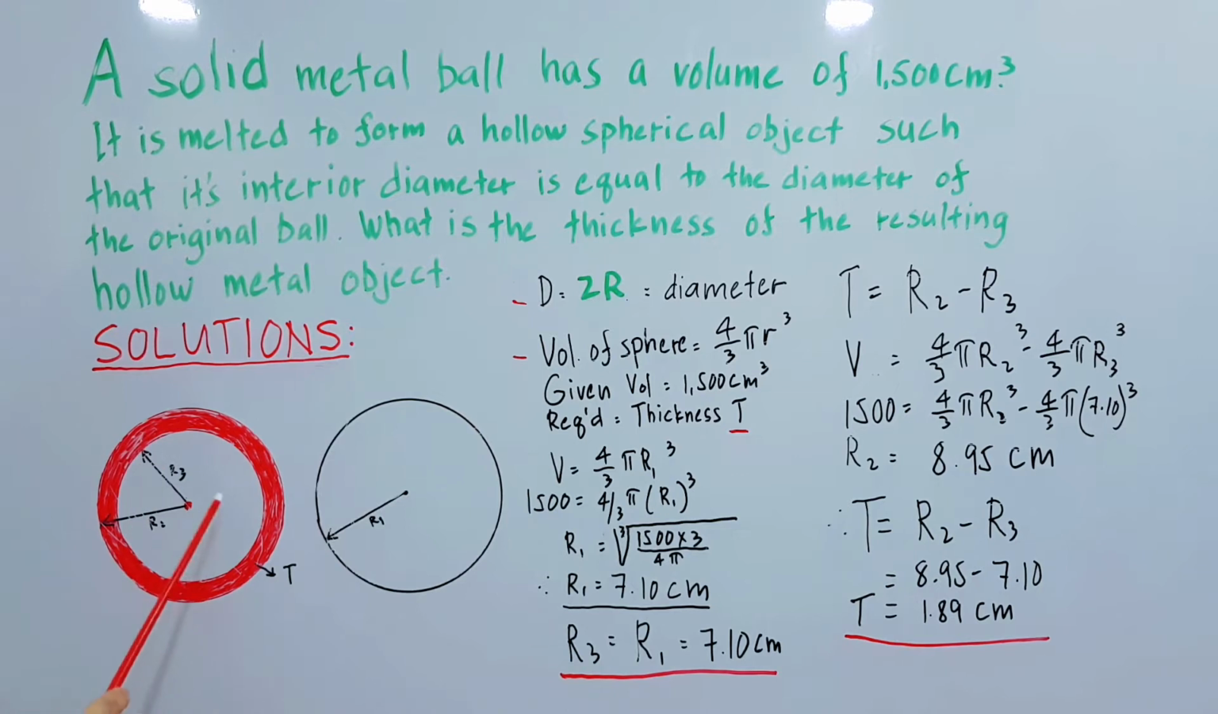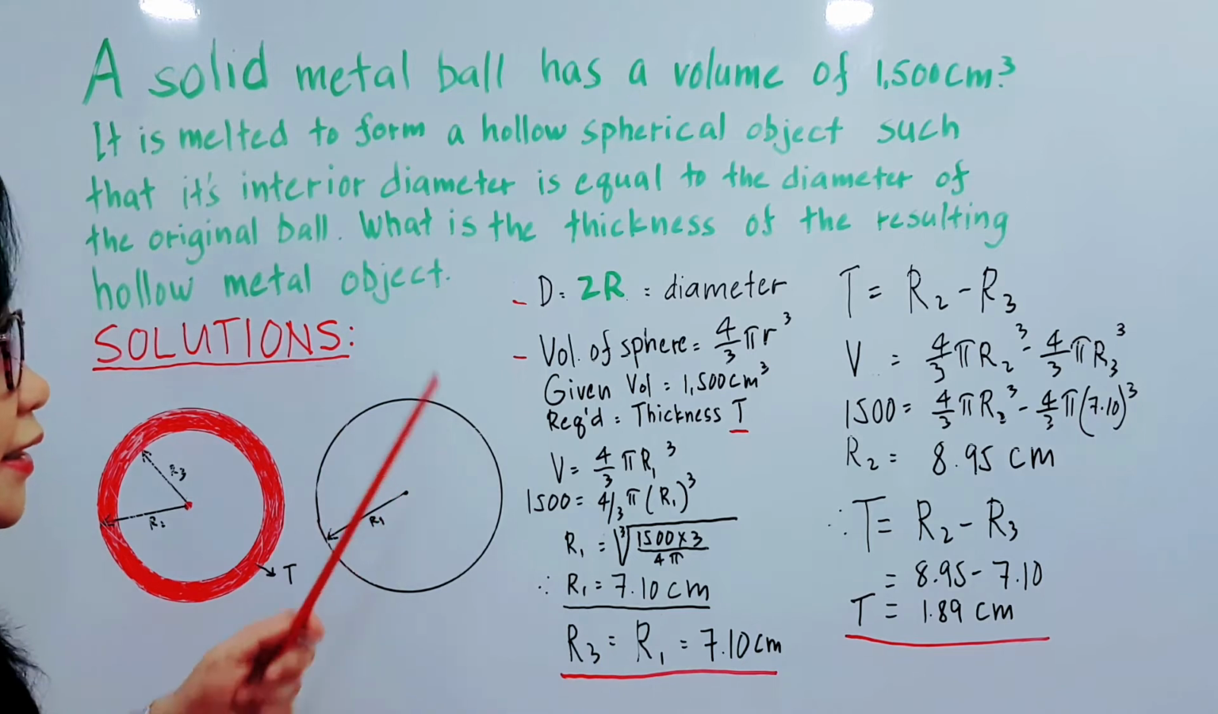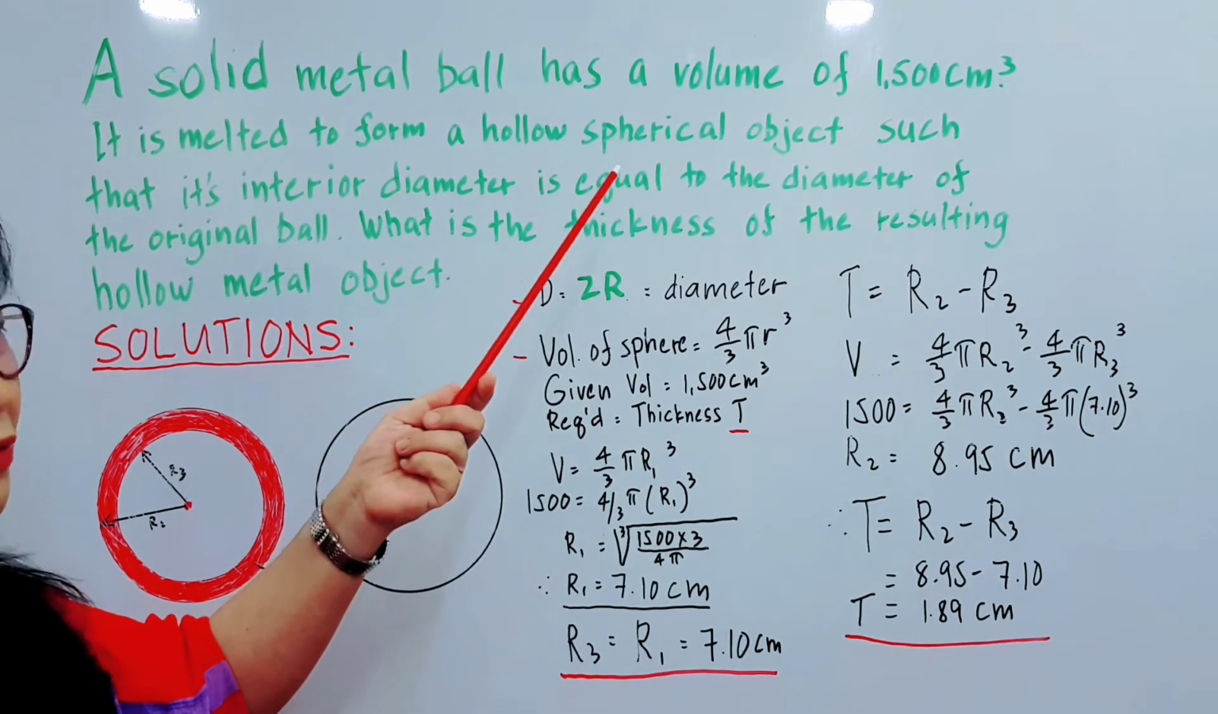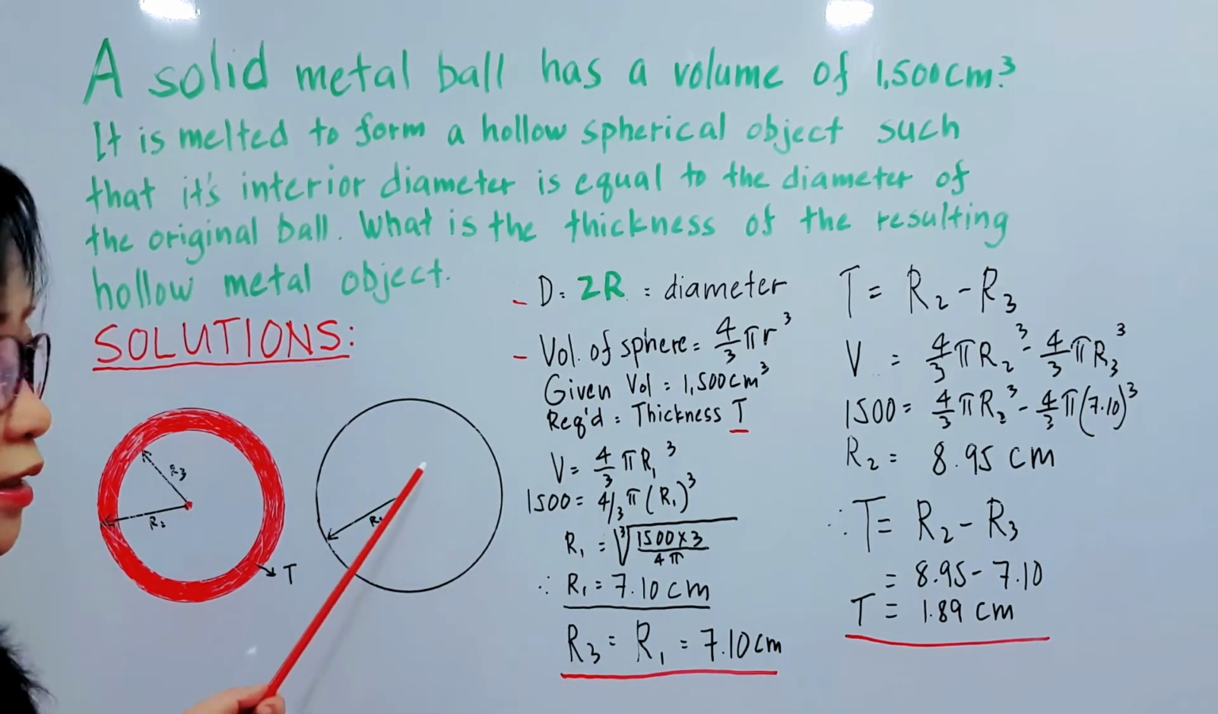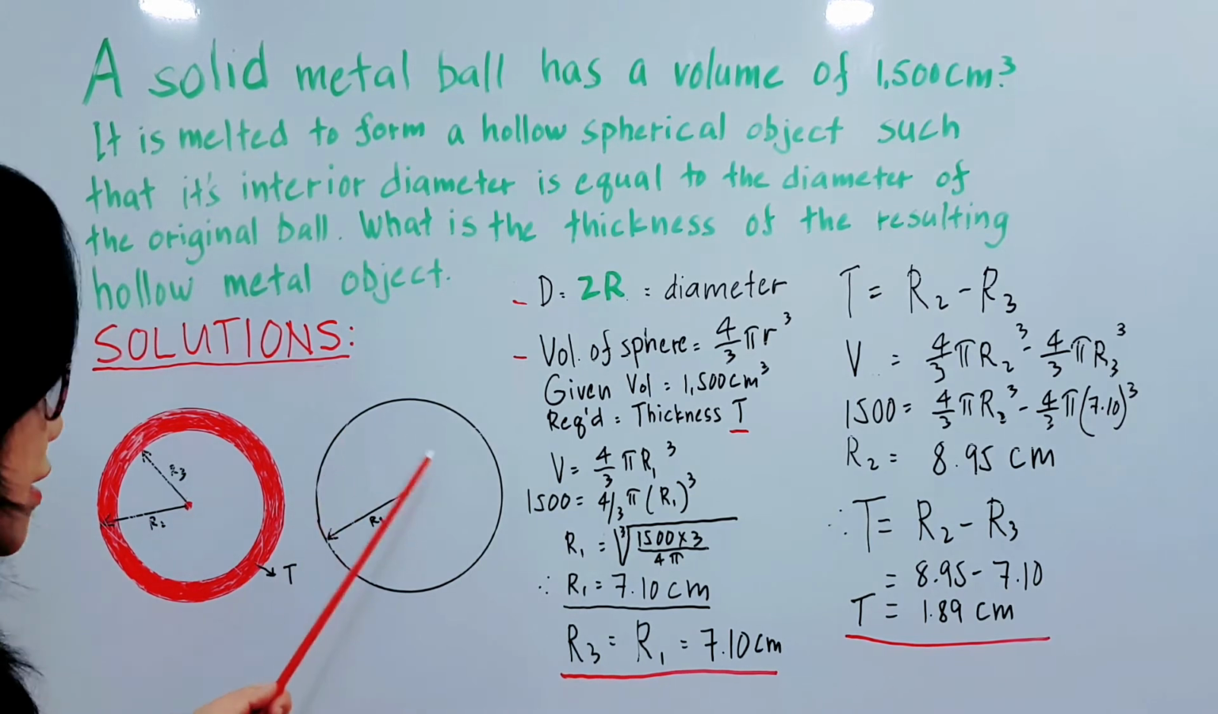Now, it is melted to form a hollow spherical object. So, nung na-melt na siya, ganito ang mangyari. Dito, empty na to, butas na to. Ito yung meron thickness dito ng hollow spherical object. Okay? Ngayon, syempre, sphere, tapos there is a given volume. That means, isipin natin na meron given na volume na 1,500. That means, what is involved here is volume.